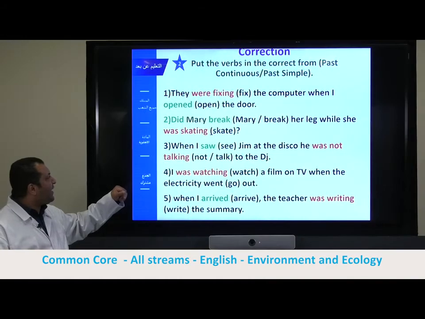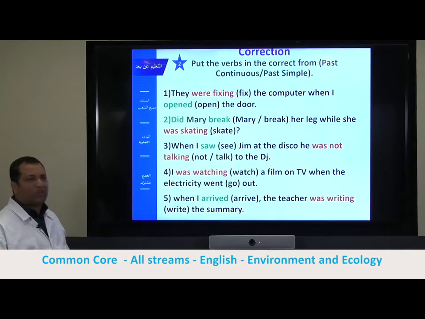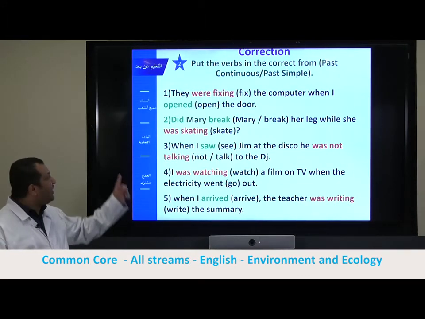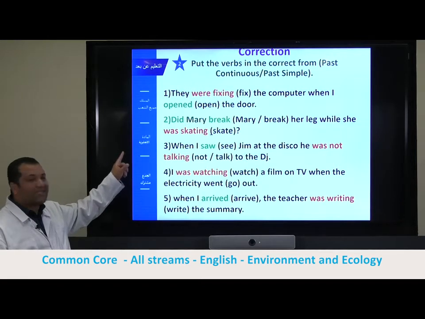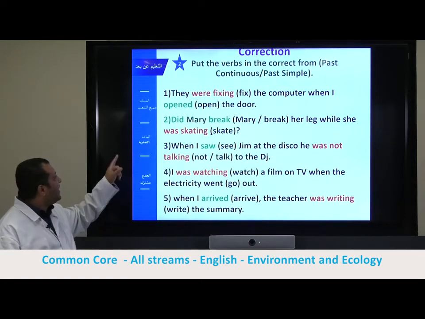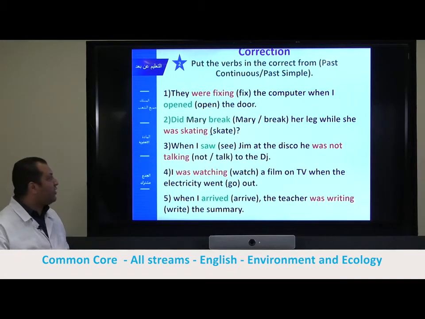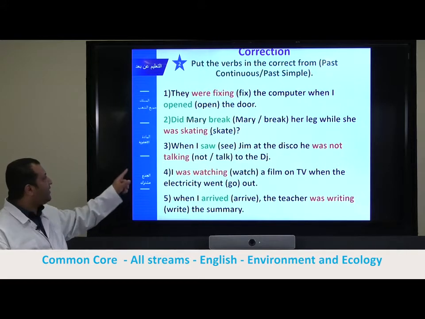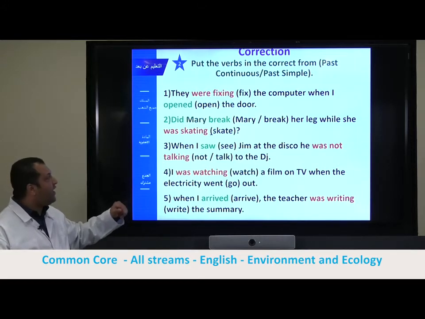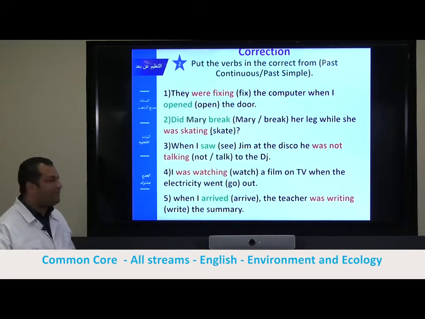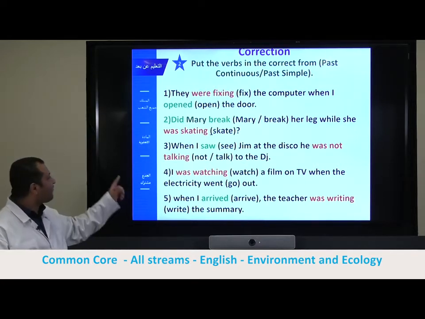Did Mary break her leg while she was skating? Did plus subject plus the verb. This is simple past because the action of breaking is a short action, whereas the action of skating is a long one. Let's repeat. Did Mary break her leg while she was skating? Maybe yes she was, or no she wasn't.